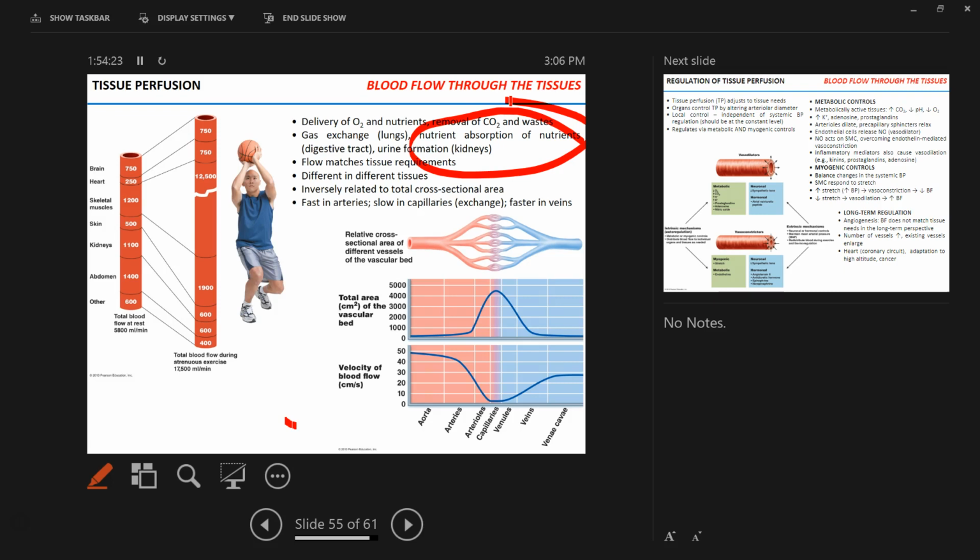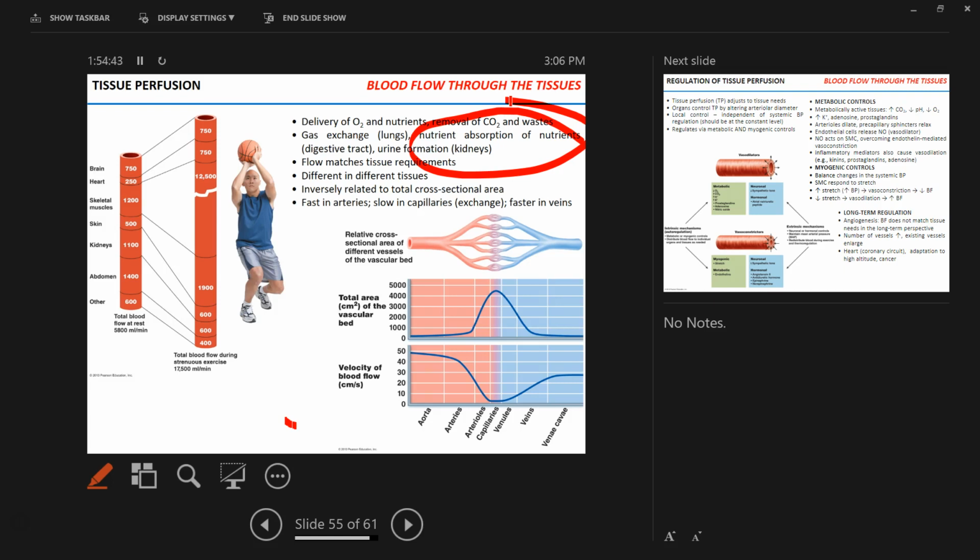And in case of kidneys, kidneys receive 25% of the blood flow. It's an enormous amount. A quarter of all your blood goes to the kidneys. But kidneys receive it to produce urine, to filter. Okay, good?